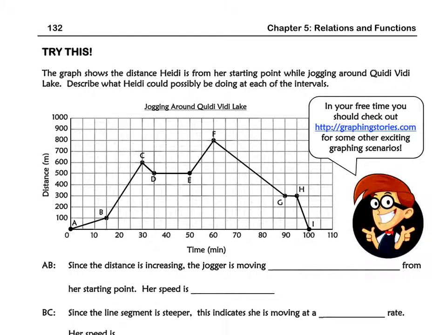Okay, the next question is a graph about the distance that Heidi is from her starting point while jogging around Quidi Vidi Lake. Describe what Heidi could possibly be doing at each of the intervals. So we're going to take each segment down here and fill in the blanks and try to come up with a description of what's going on. So the first blank to fill in is talking about segment AB. And it says, since the distance is increasing, you can see from point A to point B, your distance is increasing. That would indicate that the jogger is moving away from the starting point.